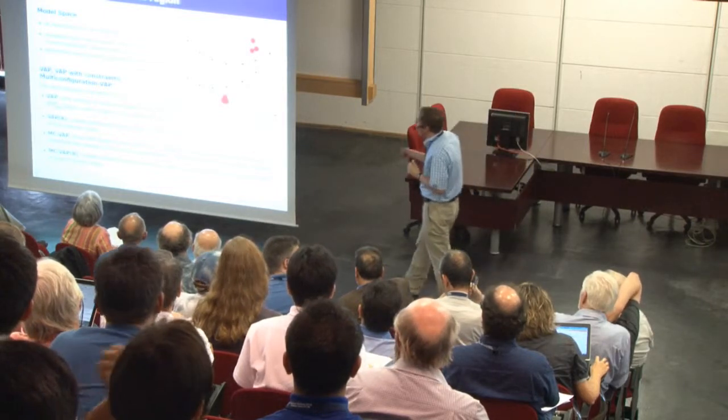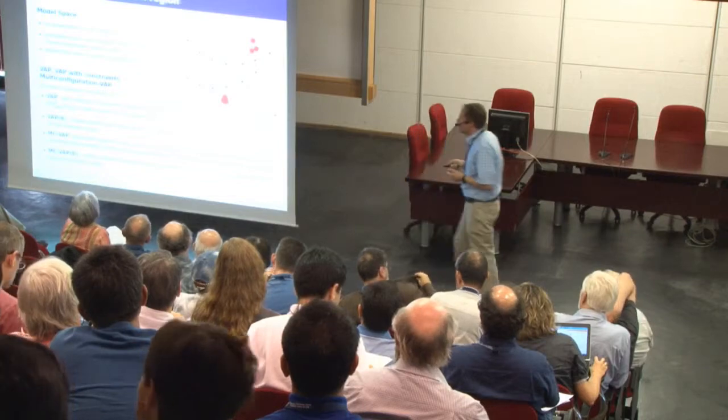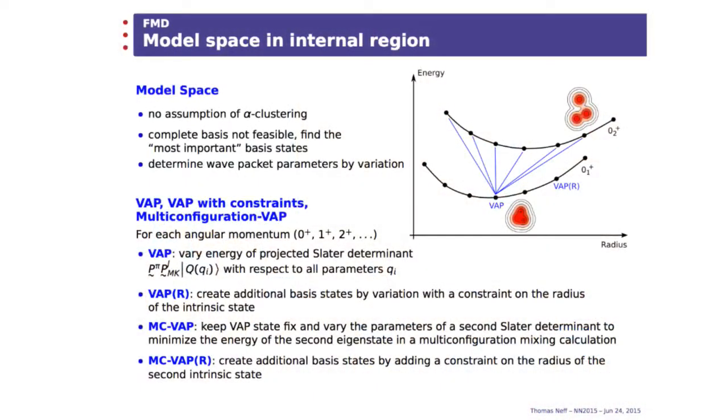In the internal region, we again use our variation after projection. So we do a variation after projection on the 0+ as a function of a radius as a generator coordinate. Then we keep that fixed and vary the energy of a second 0+, a third 0+, and do the same thing for 2+ and so on. So it's really a set of about 100 basis states obtained by variation after projection, with different radii and different spins.